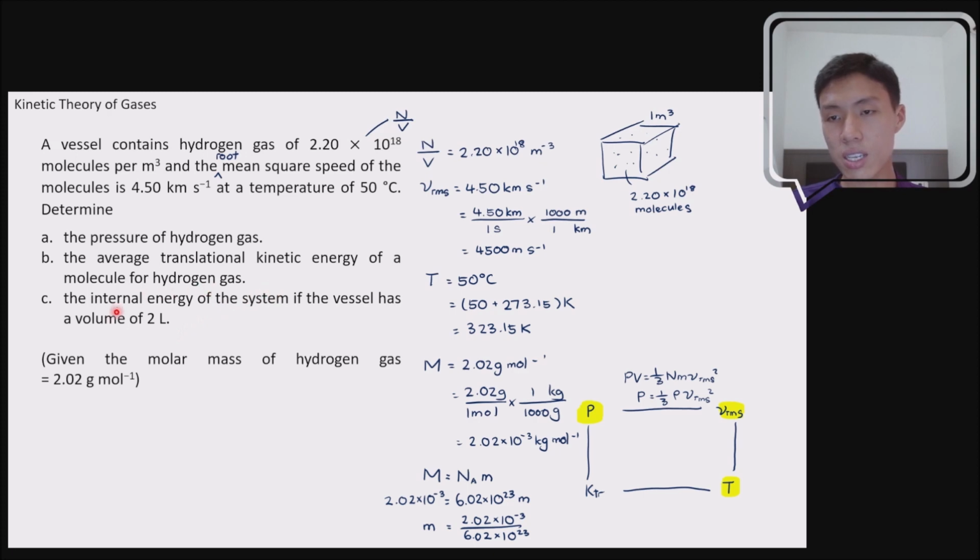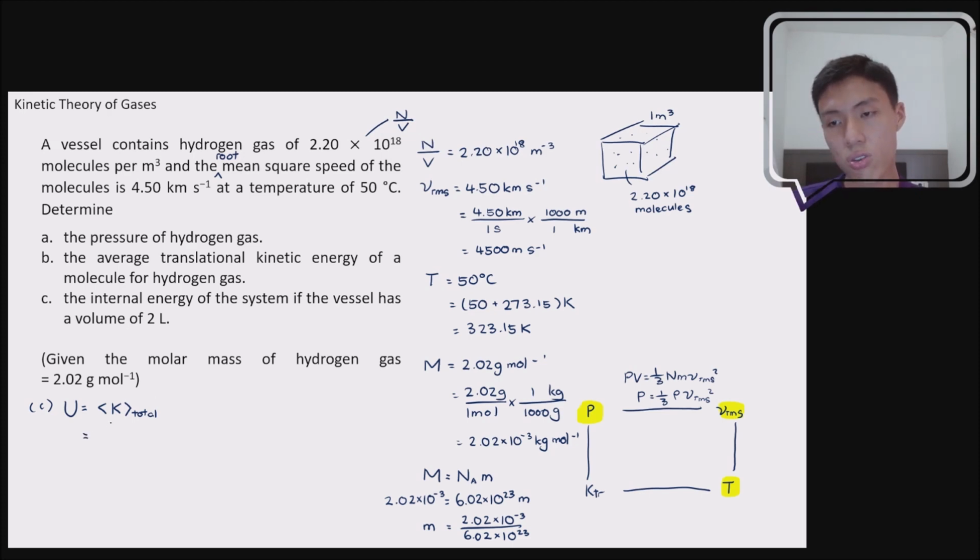Now they're asking for the internal energy of the system. We know that the internal energy of the system is represented by the symbol U and is equivalent to the total kinetic energy that we have in the system. Why is there no potential energy involved? Because we are going to neglect all the intermolecular forces between the molecules. So it's just total kinetic energy only.